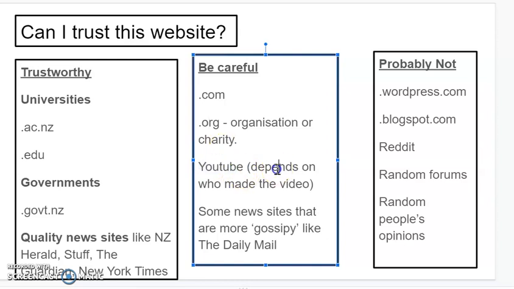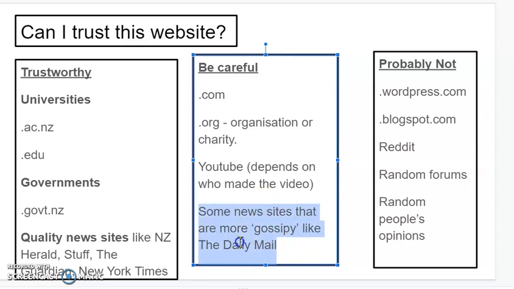YouTube can be a good source if you could find documentaries and interviews made by reputable websites. If it's just a random going on about their conspiracy theory, that's not a reliable source. So on YouTube, it depends who made the video. There are also some news sites that are more gossipy, like the Daily Mail.